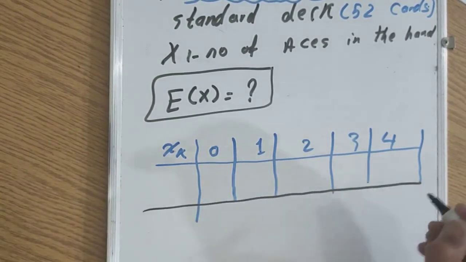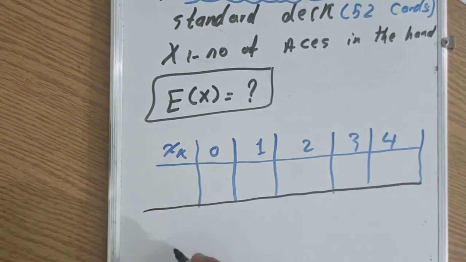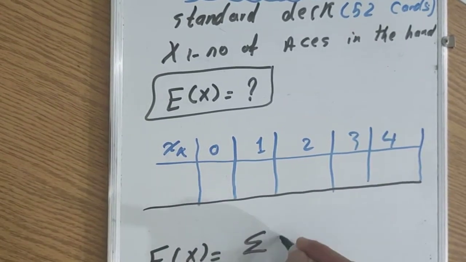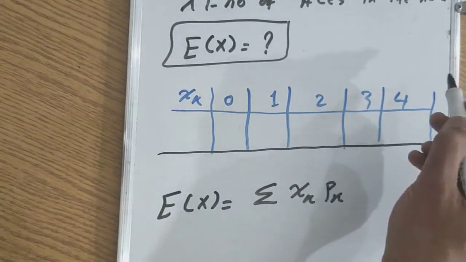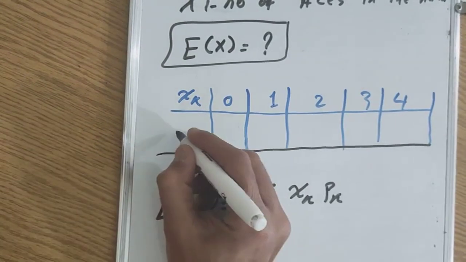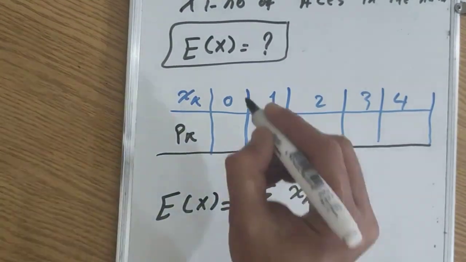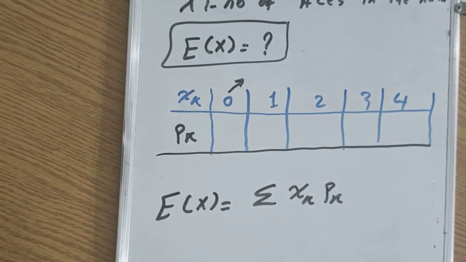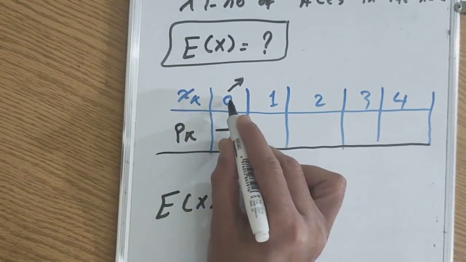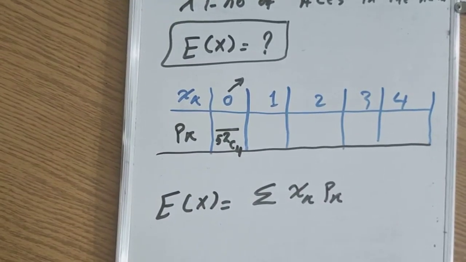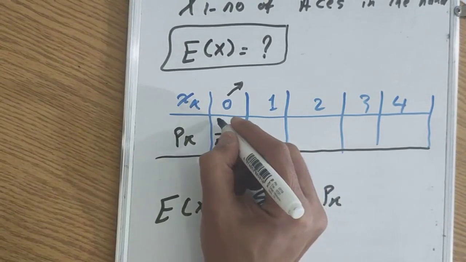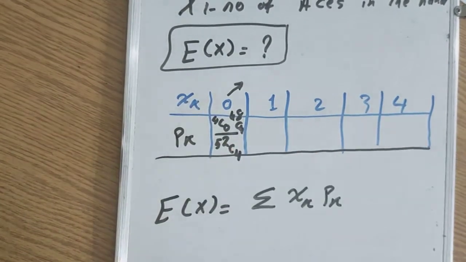And we also need to calculate the probability for each value, because the expected value of the random variable is the summation of each value times the probability of each value. So to calculate the expected value, we need this probability distribution, and also the probability for each value of x. Now, the probability that x equals 0 means that out of the hand of 4 cards, we have 0 aces. Using counting, the probability of this event is the event over the sample space. And of course, the sample space is 52C4. And the probability of having 0 aces is 4C0 times 48C4.